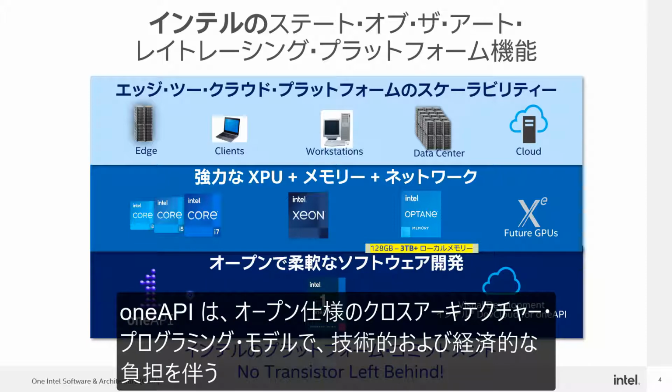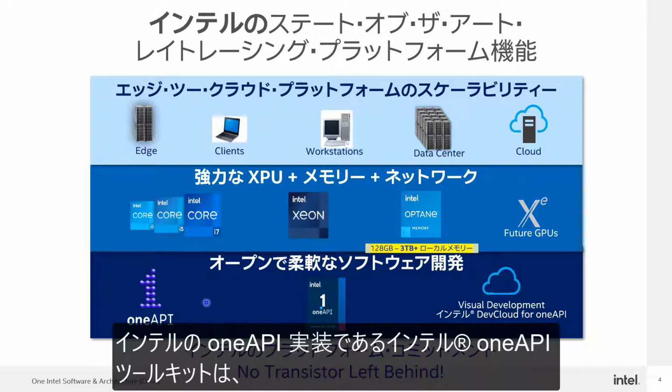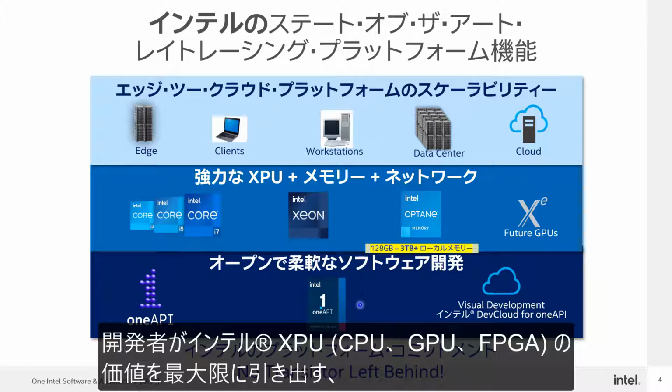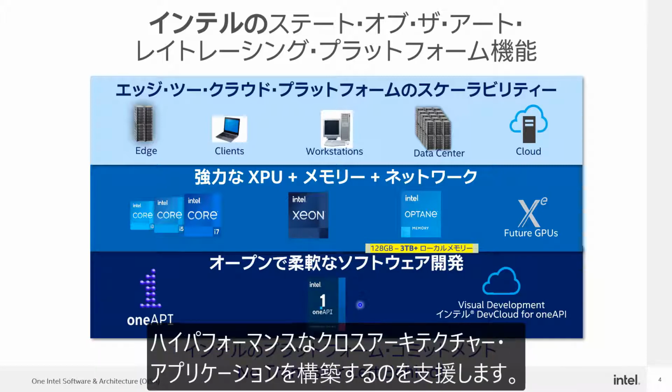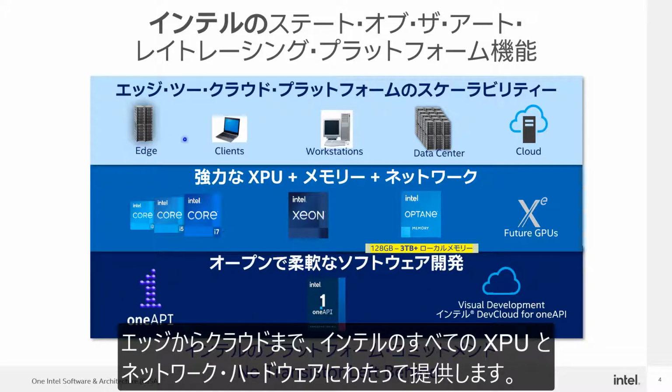oneAPI is an open specification cross-architecture programming model that provides freedom from the technical and economic burdens of proprietary models. The Intel implementation of oneAPI, which is basically the Intel oneAPI toolkits, help developers build high-performance cross-architecture applications that bring out the full value of Intel XPUs, that is CPUs, GPUs, and FPGAs today. The rendering toolkit is part of the oneAPI toolkits, which is enabling state-of-the-art ray tracing platform capabilities from the edge all the way to the cloud across a full range of XPUs and networking hardware.